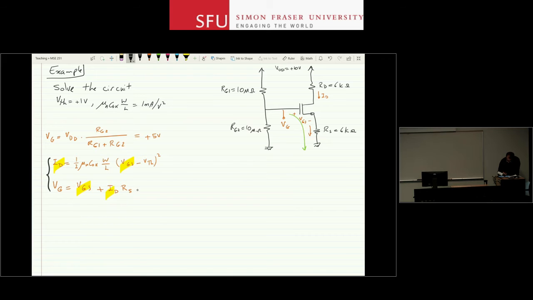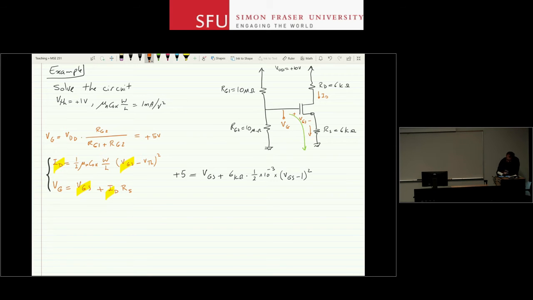So let's say I take this top equation and plug it into the bottom one. Plus 5 for VG is equal to VGS, I don't know what it is, plus ID, I'm going to write that equation for it. RS value is 6 kilo ohms, so 6 kilo ohms times ID. So ID is 1/2 mu N C oxide W over L, that's 1 milliamp, so times 10 to the minus 3 times VGS minus VTH squared. So VGS minus 1 squared.